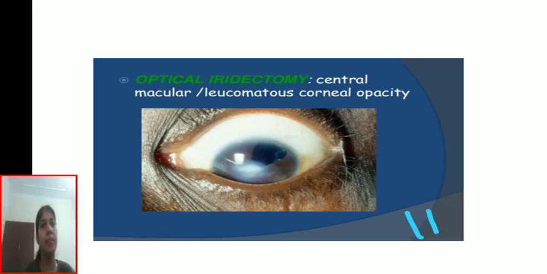The second type is optical iridectomy. Iridectomy relates to the iris, and ectomy means removal of a part. This is used in corneal opacity with involvement of the central macular and leukomatous cornea. With these opacities, we remove the part of the iris in front of the opacity so that light can pass.